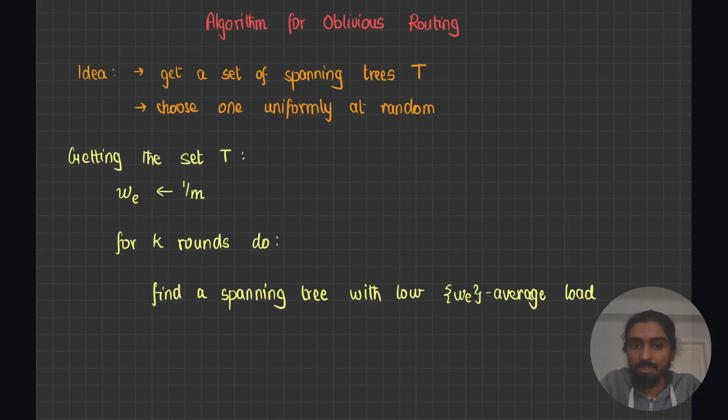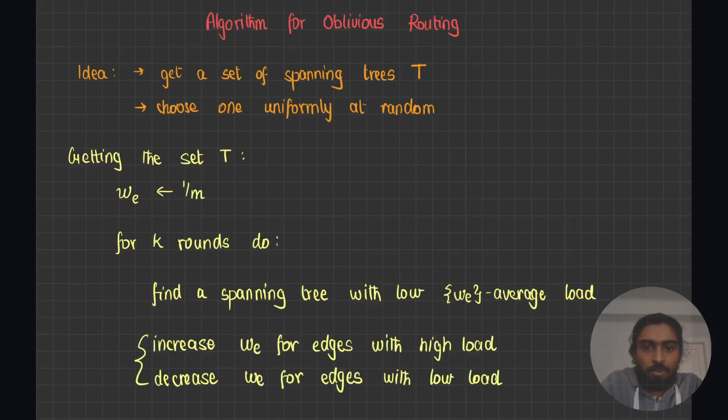Now once we find this, in the next round we want to find a different spanning tree. Essentially we want the next spanning tree to be good on edges where the current spanning tree is bad in some sense, right? So if an edge has a high load now, we're going to increase the WE so that in the next iteration, in the average, it plays a higher role. And so the load on that edge will be low in the next iteration. And if it has low load now, then we decrease WE. We reduce its importance.